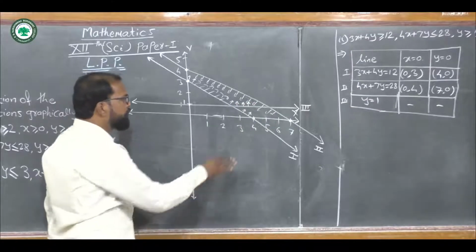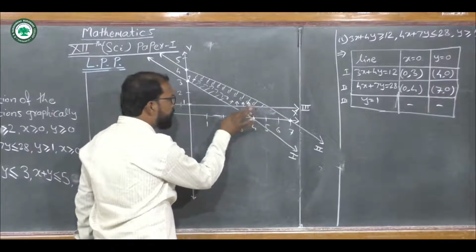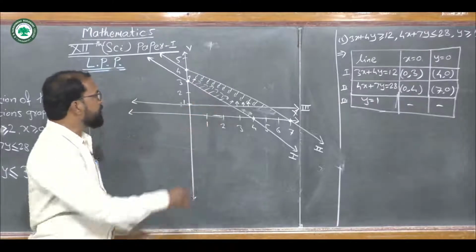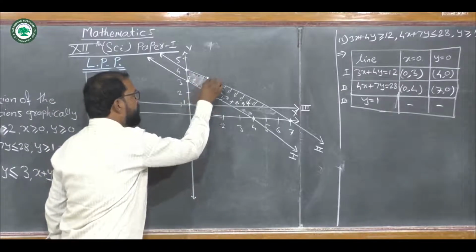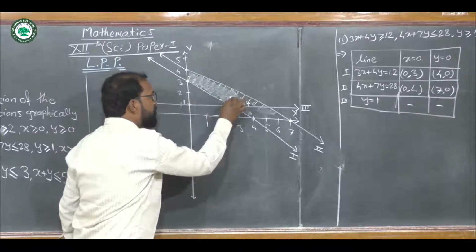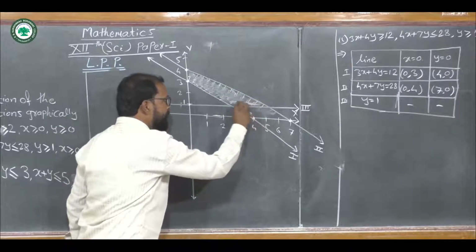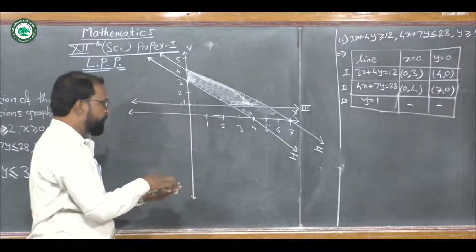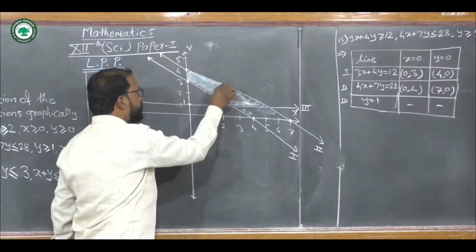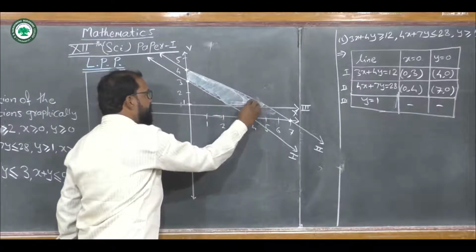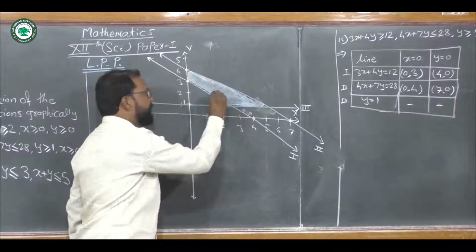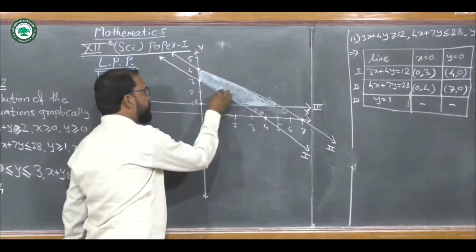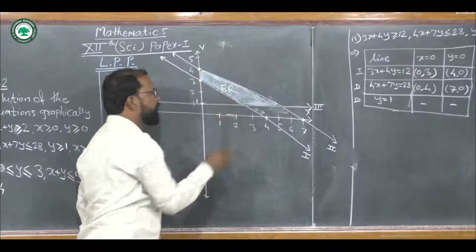So if we observe here, the common region which satisfies each inequation is the region above the first line, below the second line, and again above the first line. So this is the region which satisfies all the inequations. This is called the feasible region.